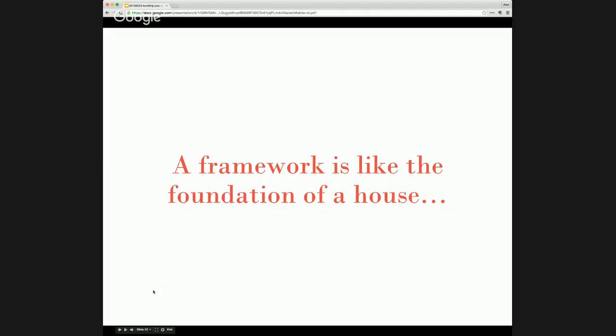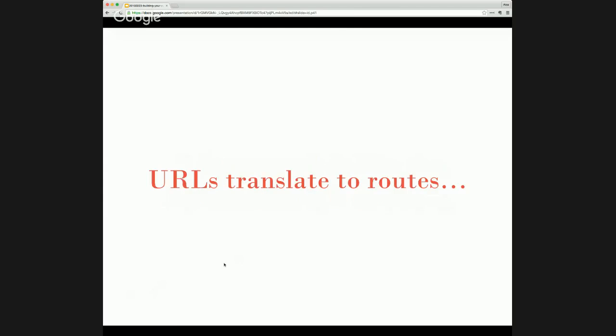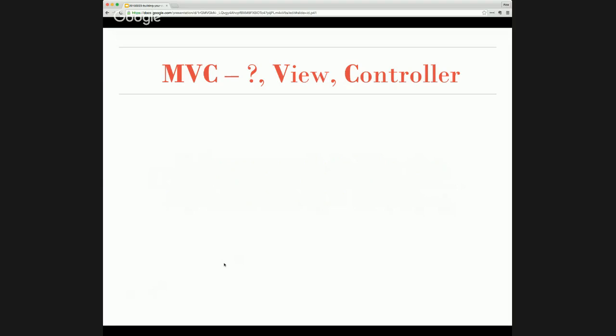All right, so we talked about frameworks. We talked about how URLs are translated to routes. And we talked about how a page is rendered. All right, so you may have heard this term MVC before. This is another one of those terms in the web development world that gets blown way out of proportion frequently. It's simpler than it seems, and we're going to go through it.